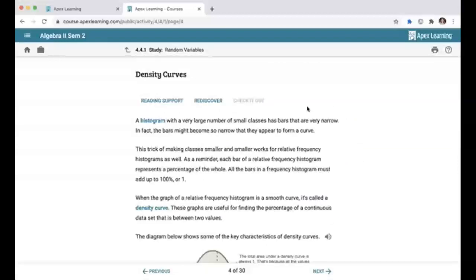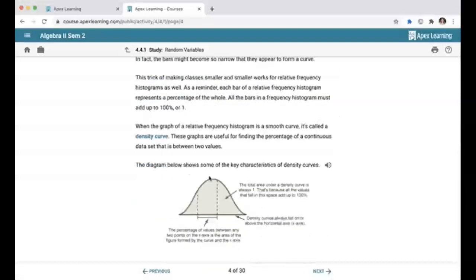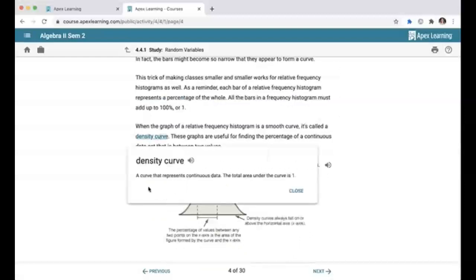Okay, so this can generate a thing called a density curve. All right, so when we go from having that histogram with the very large number of classes, those really tiny bars, to that smooth curve right at the end that I was showing you, we call it a density curve, all right? And the formal definition of that is a curve that represents continuous data, and what we say is the total area under the curve is a value of 1.